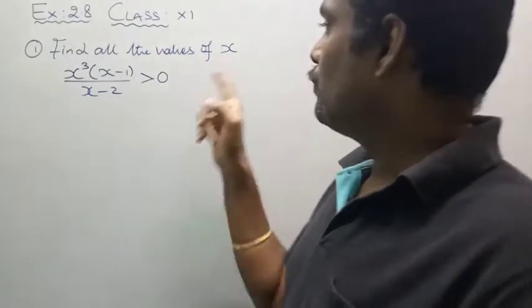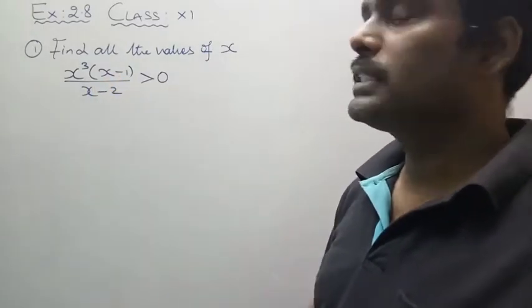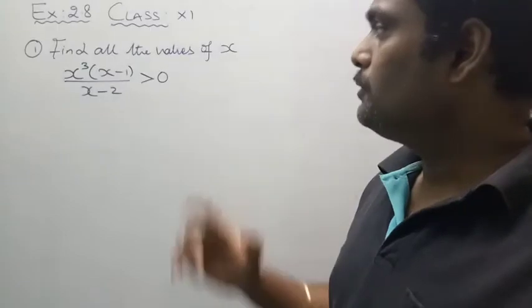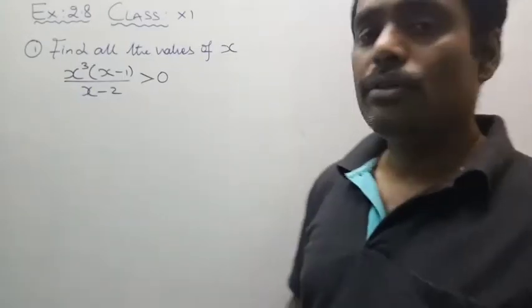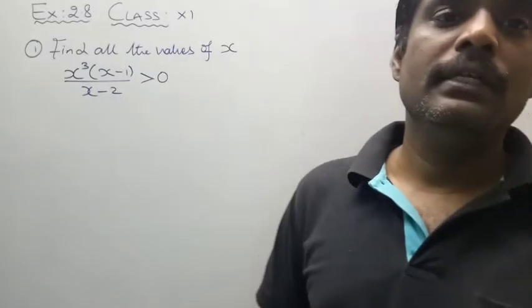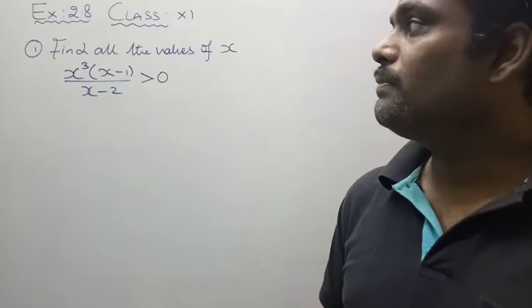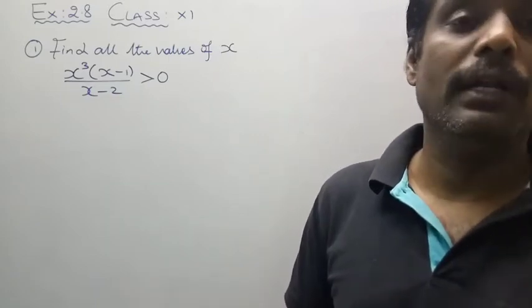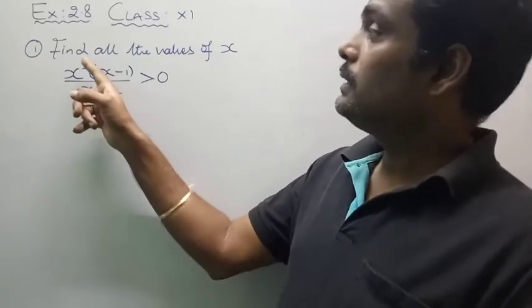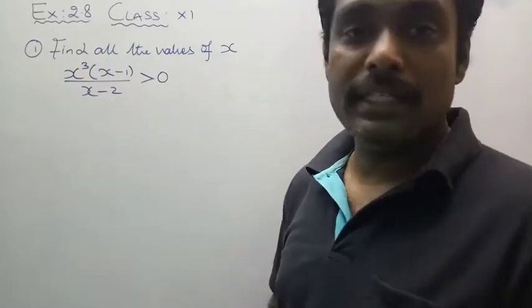Find all the values of x such that x cube into x minus 1 divided by x minus 2 is greater than 0. This is the first time we are going to find the value of x in case of inequality. So far we discussed how to factorize cubic equations, quadratic equations, etc. But this is the first time we are going to discuss how to find the value of x in case of inequality. See, in this case we have x cube into x minus 1 divided by x minus 2 which is greater than 0.